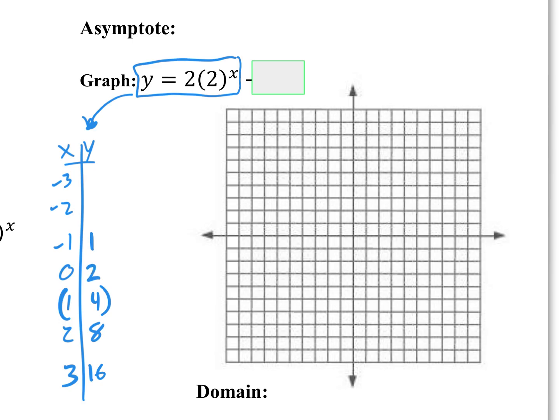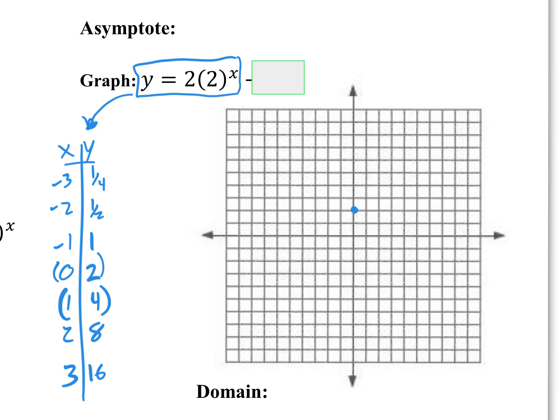What's 1 times a half? 1/2. What's a half times a half? 1/4. So it keeps getting smaller and smaller as you're going this way. I hope this makes sense to you guys. Let's plot these points. Let's go to the easiest one, 0, 2. Graph that, 0, 2, it's right there.